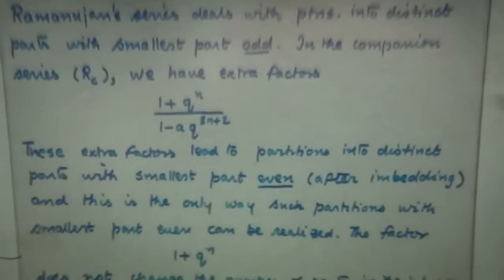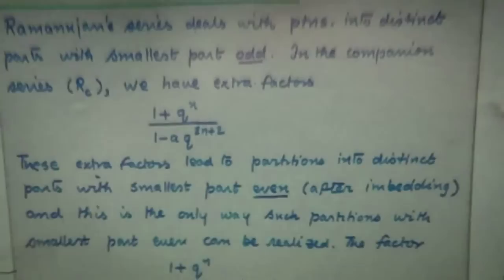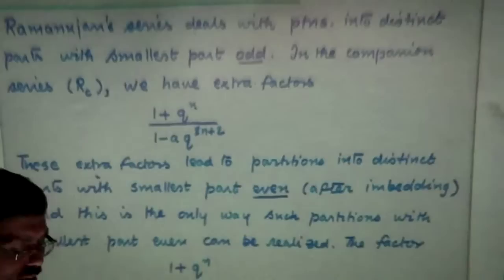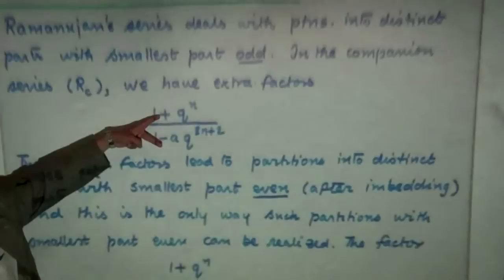Partitions into distinct parts where the smallest part is odd. Should there be something striking for smallest part even? Now let's look at what my companion series has. My companion series has extra factors. What is the role of the extra factor?